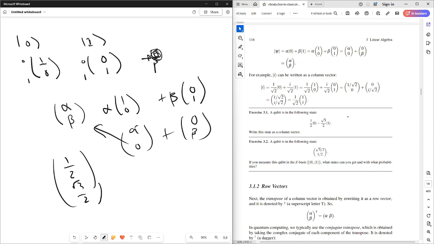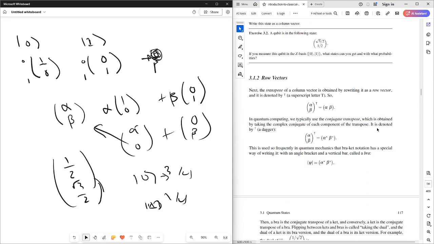Applying, like translating from column vector to our probabilities. You see in 3.2, we've got square root of 3 over 2 and 1/2 in column vector form. If we're going to measure it in 0, 1, what states can you get and what's the probability? Well, we can get 0 with 3/4, just the norm squares of those amplitudes, and 1/4 for state 1. Just translating from column vector into actual probability.